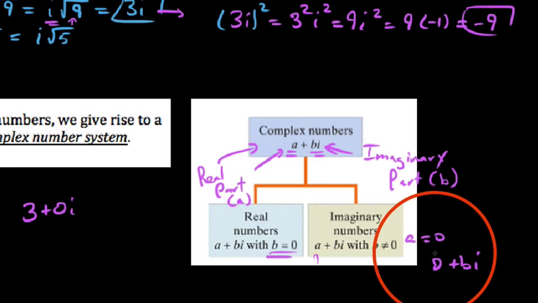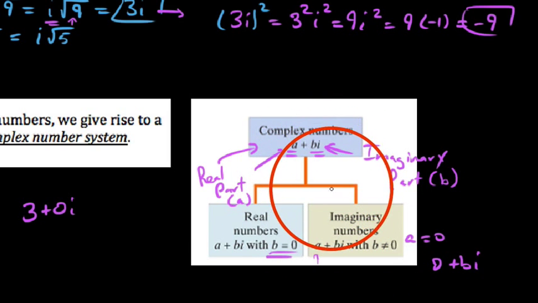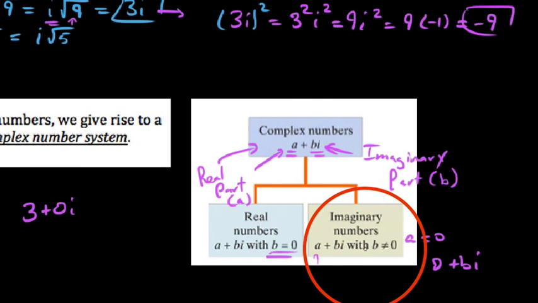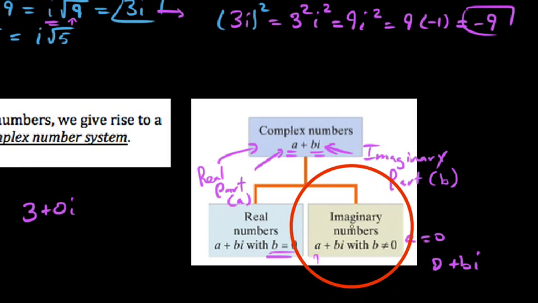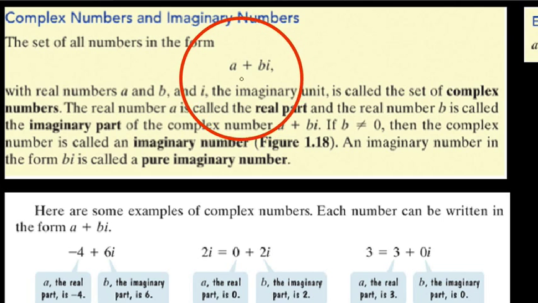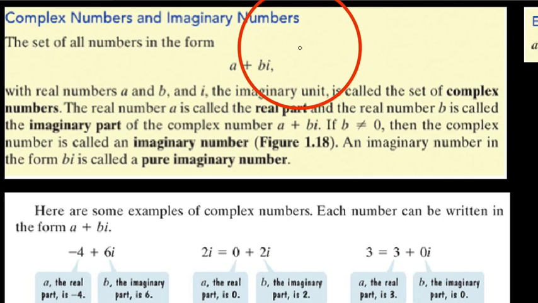So just know that all real numbers and imaginary numbers coming together form the complex number system, but at the same time, every number you can think of is a complex number because it can be written as some real part plus some imaginary part. So let's expand our definition here a little bit, not a lot. We say the set of all numbers in the form A plus BI. Okay, this is called the standard form of a complex number.